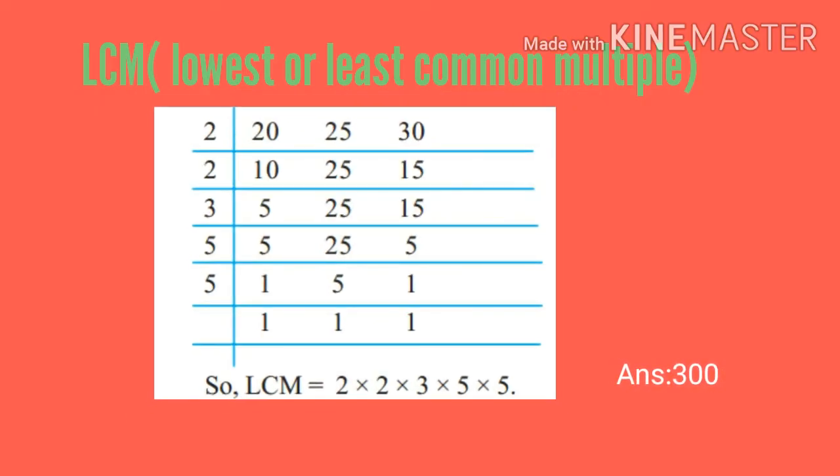Now the last topic of the chapter, that is LCM, lowest or least common multiple. Here we are going to see the multiples. So we are going to write all numbers together, 20, 25 and 30. First of all, we are going to divide by 2. So 25 is not divisible by 2, so we write it as it is, and 30 is divisible by 2, so we write 15. Again 10 is divisible by 2, we write 5, 2 5s are 10. And we copy 25 and 15 as it is.